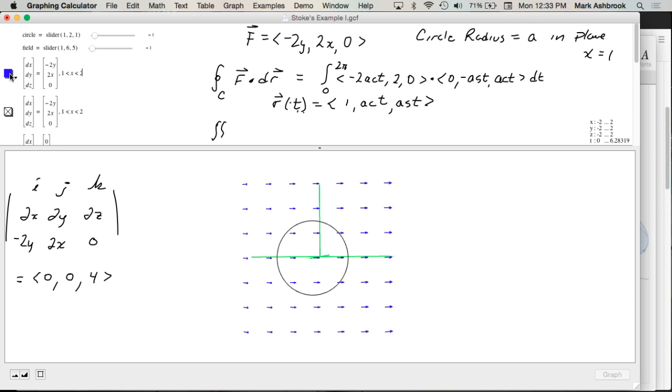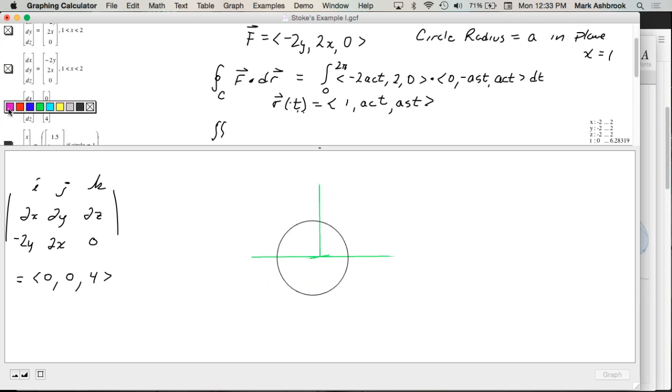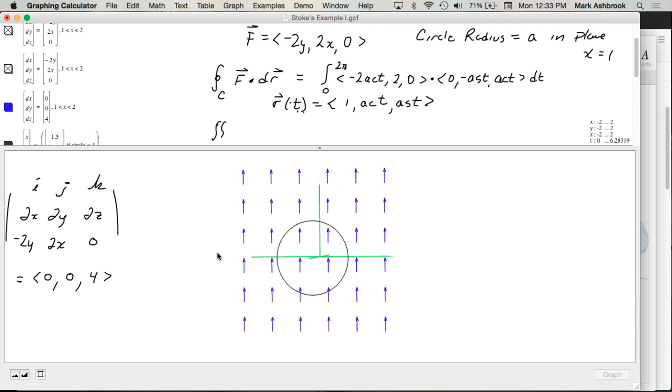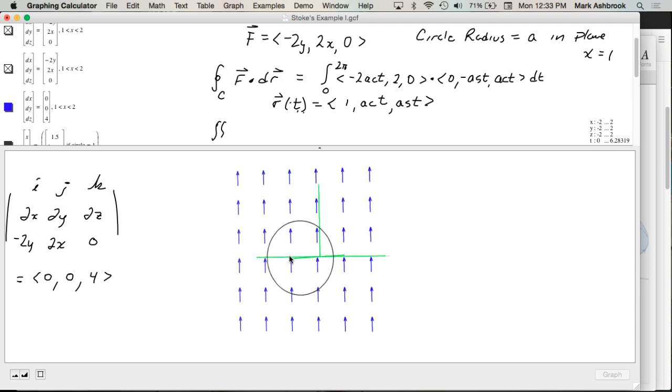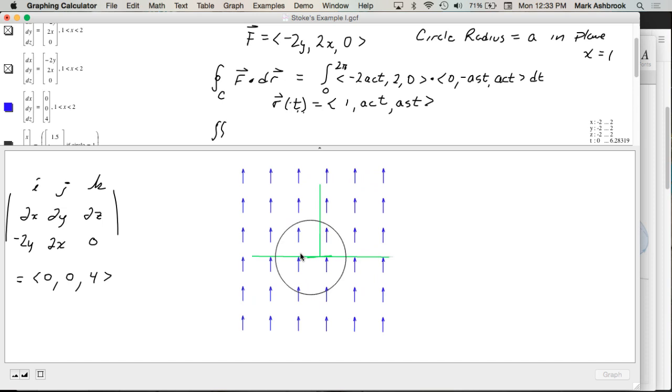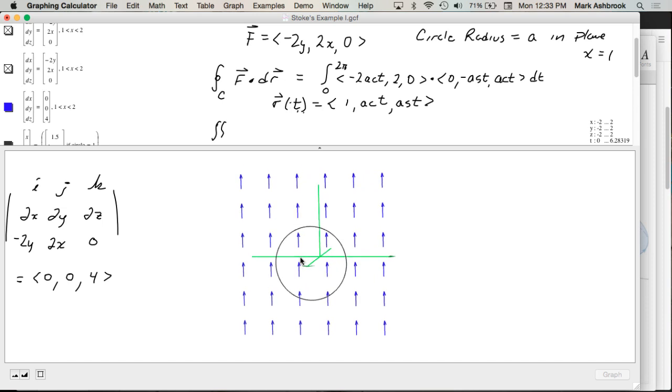So let's show that. There's the curl in the plane that we want. And so what does Stokes' theorem say? Stokes' theorem says that the circulation integral that we calculated is the same as the flux of the curl, the surface integral of the curl. What is S here? What is the surface S?